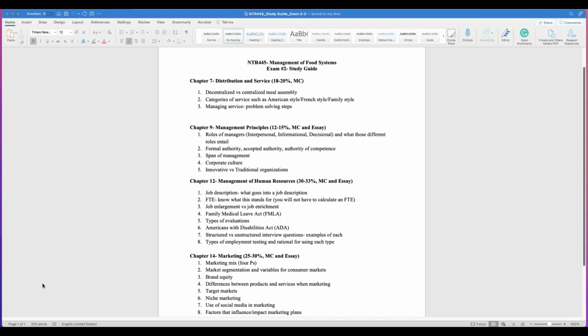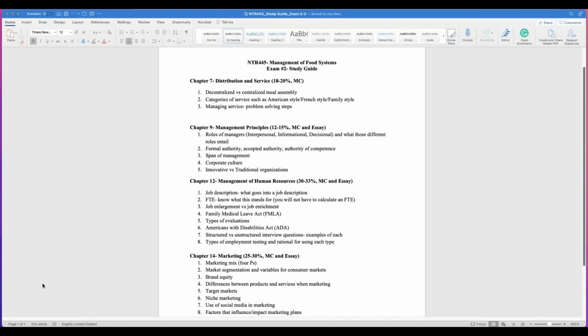And then last in this chapter is types of employment testing and rationale for using. We talked about, again, this briefly, lots of different types of tests that you can have. Personality test, job skill test, we talked about. And maybe there's some reasons on why you'd want to do certain tests over others, depending on the position that's being applied for.